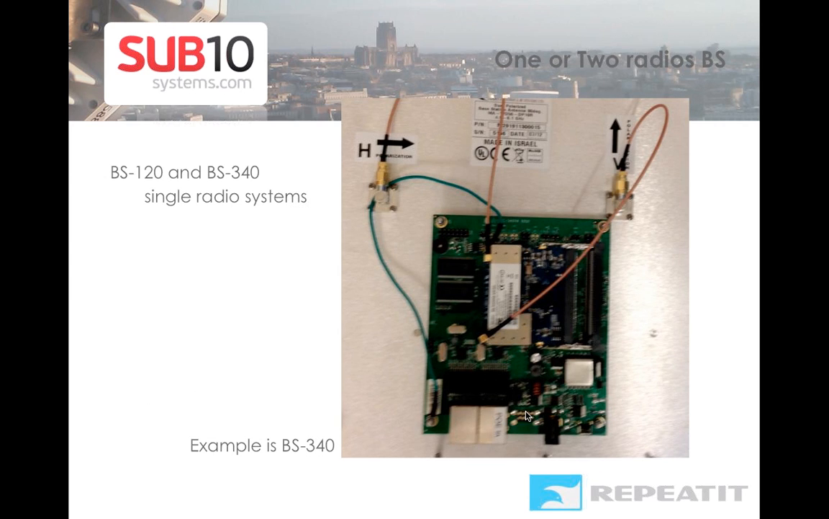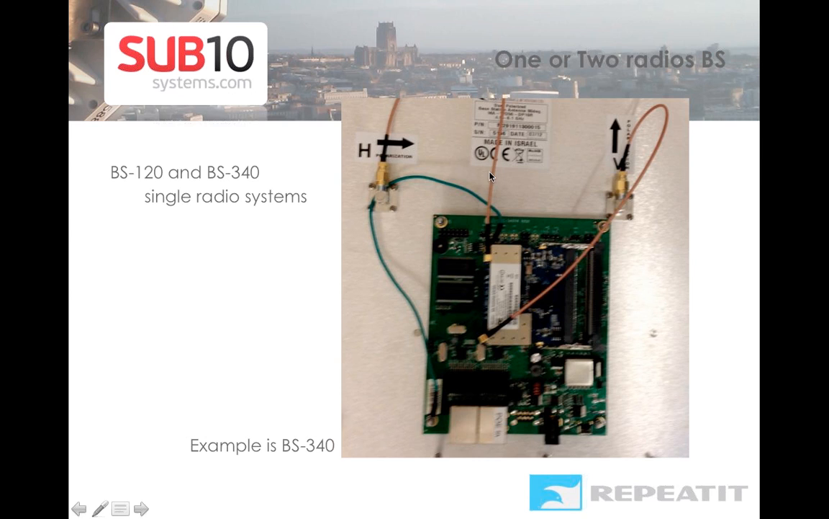And now let's look inside. It's like highly confidential material. This is one radio system. It means I have one radio card inside. If you remember our product overview, it's for example BS120 or BS340. It's a single radio system. This is a physical BS340 because you have this big antenna, which is a 90 degrees sector antenna.